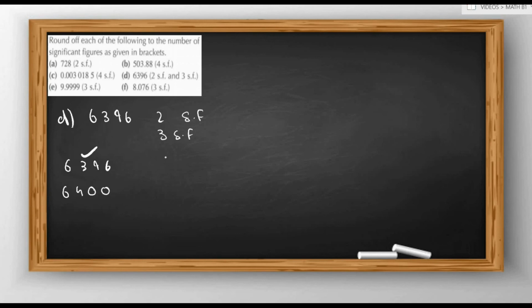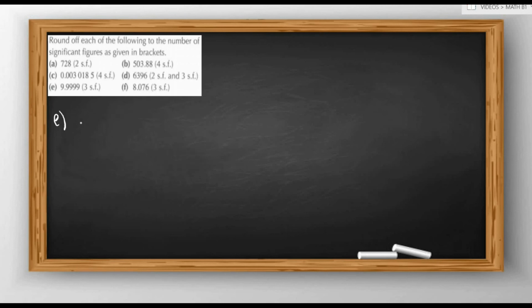Now let's move on to 3 significant figures. 6396. So 1, 2 and 3. So the third significant figure is 9. As the number after 9 is 6, this will become 10. But of course we can't write 10, right? So this would also become 6400.